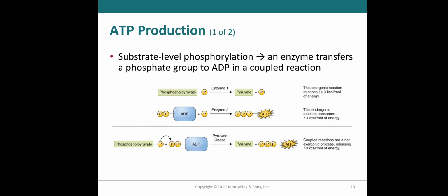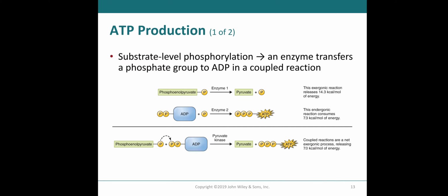So one important thing about substrate level phosphorylation is that this reaction, the hydrolytic reaction, the one that will power the production of ATP, must have a higher energy release than the one that produces the ATP. So this exergonic reaction, the hydrolysis of phosphoenol pyruvate into pyruvate and phosphate, releases 14.3 kilocalories per mole of energy.